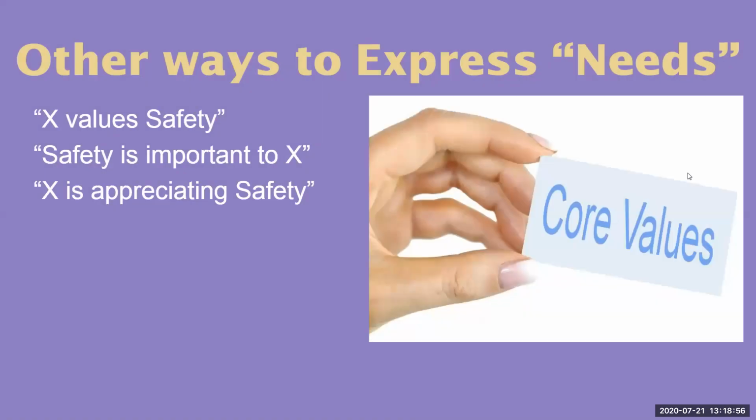Some people don't like the word need, perhaps because they associate it with neediness, and also it could be awkward to use the word need when identifying a need met versus one not yet met. So we have other ways of saying the same thing. You could say, X values safety, or safety is important to this person, or this person's appreciating safety.